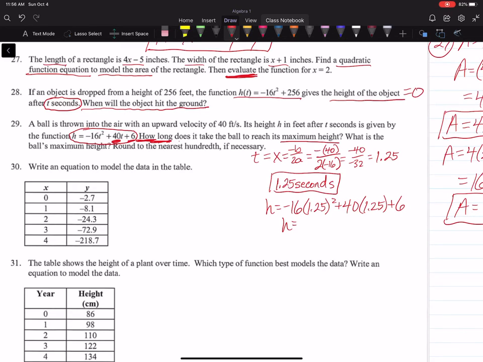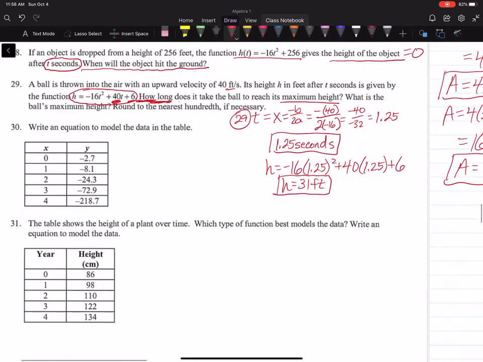I'm going to put that in my calculator because that is a lot to do in your head. So plus 40 times 1.25 plus 6. 31. And it says it's in feet, so 31 feet high. That is number 29. Okay.